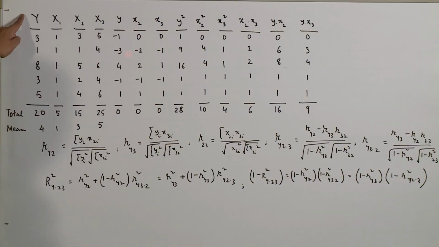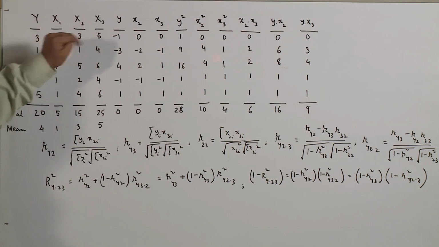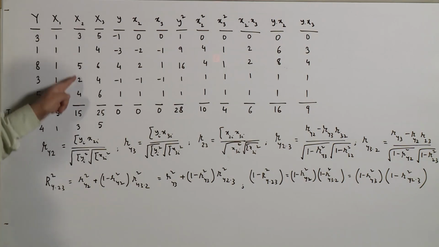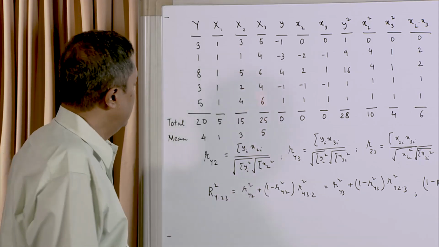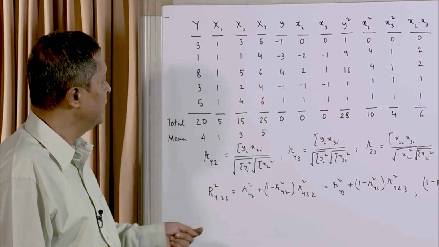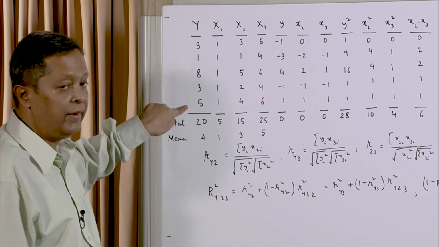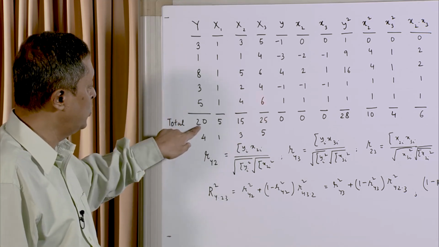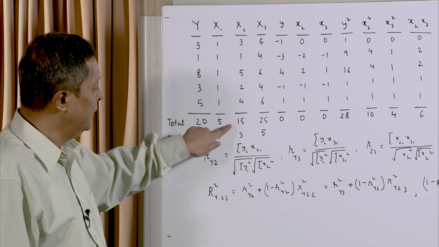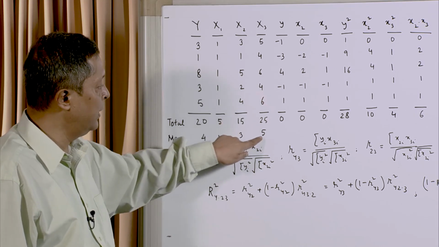So, the data set is made up of columns 1, 2, 3 and 4. These are the values of y. x1, if you recall, is the variable associated with the intercept, so it is always 1, then x2, x3. First, we find the totals. There are 5 observations. So, the mean is 20 divided by 5, that is 4, 5 divided by 5 is 1, 15 by 5 is 3 and 25 by 5 is 5.